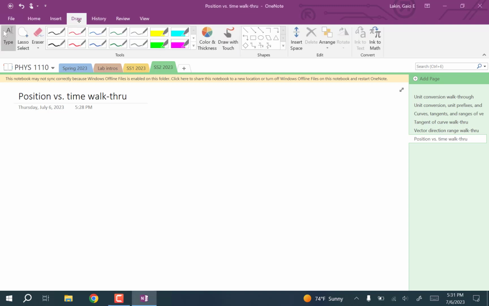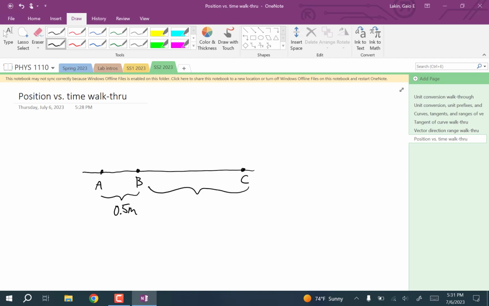So let's say that we have an object. We don't know what the object is, but let's say you have these three locations, let's call them A, B, and C. And we're told that the distance between A and B is 0.5 meters, and the distance between B and C is 2 meters.